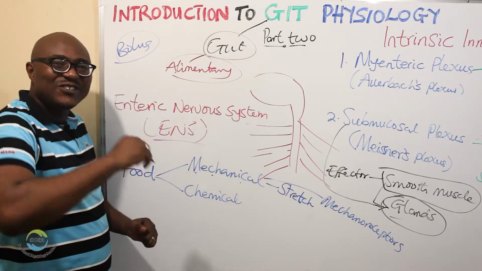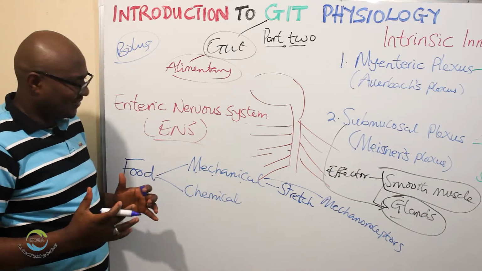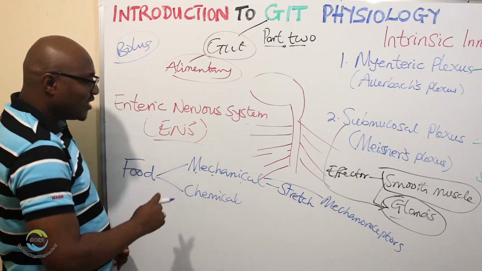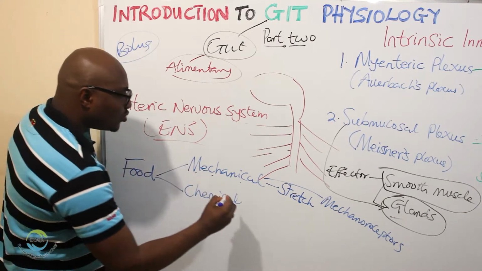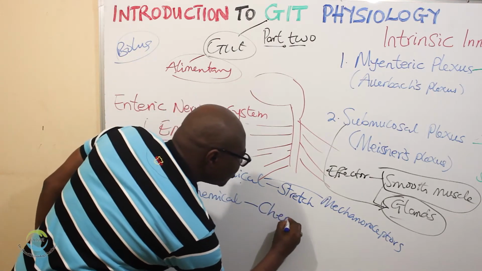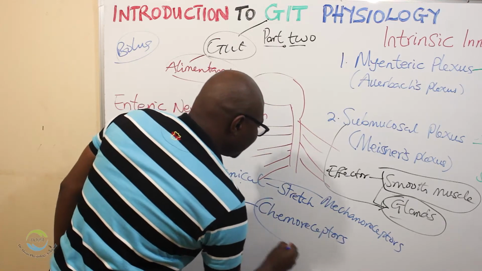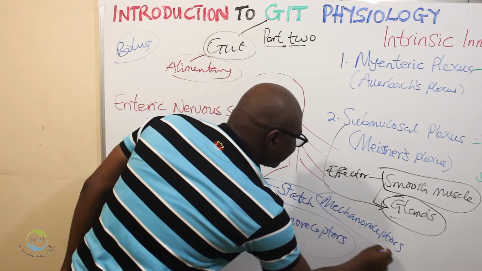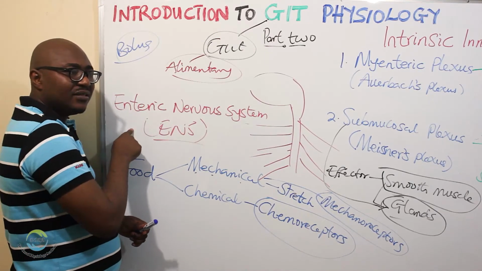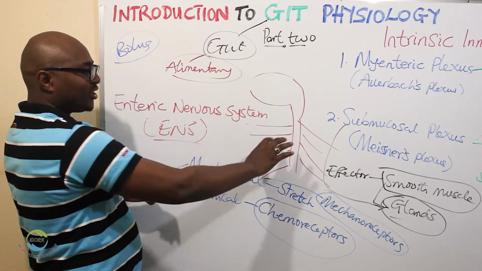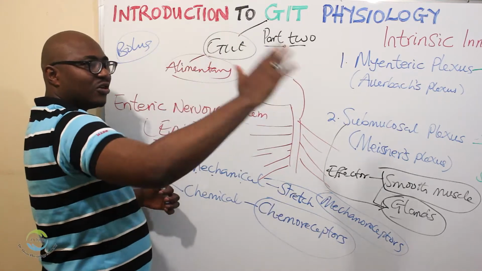Food also in itself is a chemical substance. Okay? It has a lot of chemicals in it. So the presence of food in itself can stimulate what are known as chemoreceptors. Chemoreceptors. So these are the two powerful receptors that control this enteric nervous system, regardless of its connection with the central nervous system or the other part of the autonomic nervous system.